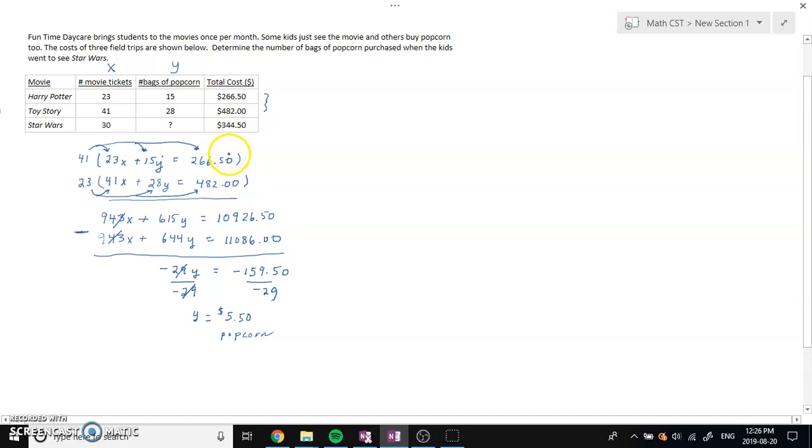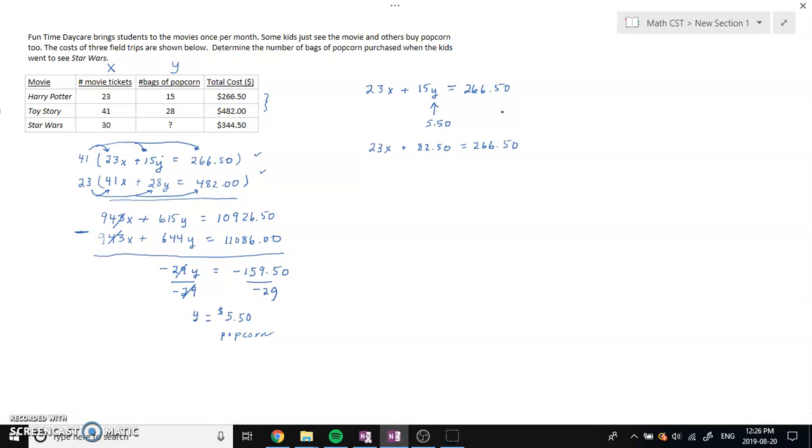So what I'm going to do next is choose one of my two original equations. I'm going to choose the top one, 23x plus 15y equals 266.50. And what I do know is that popcorn, which is y, is $5.50 a bag. So I'm going to substitute that in. And all I did with the 15 times 5.50 was multiply them out.